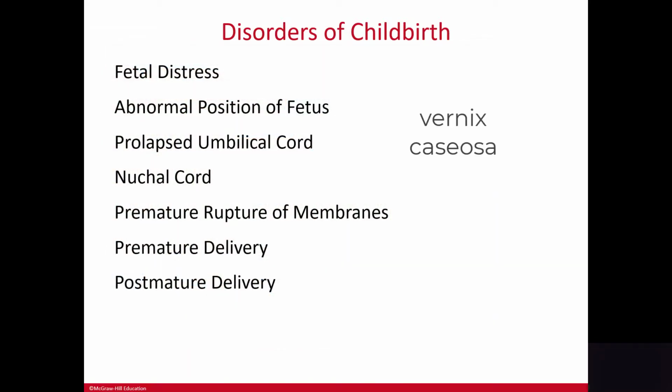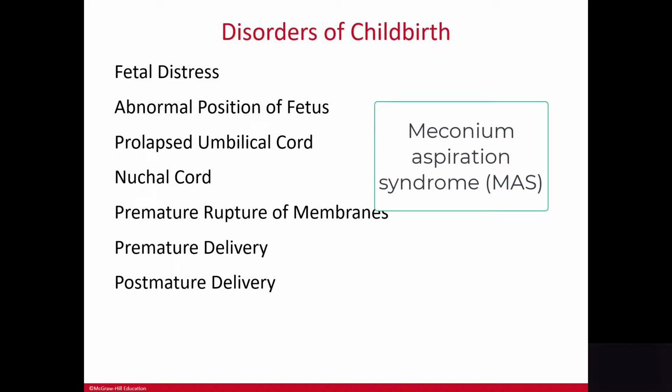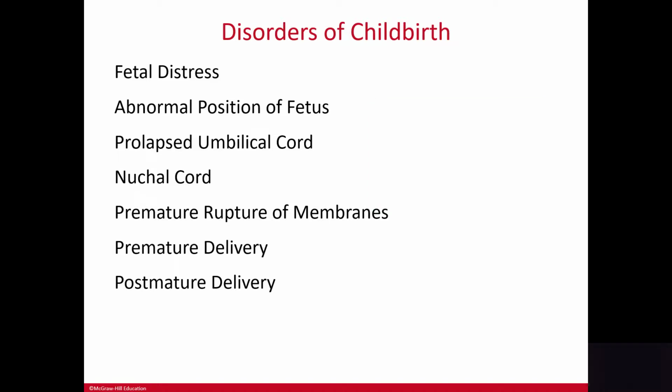Remember, the vernix caseosa was that cheesy protective covering of the skin, and the lanugo was the soft downy hair that covered and protected the skin of the fetus. The baby can suffer from meconium aspiration syndrome. Meconium is the very first stool or bowel movement that the fetus passes, and if it passes before birth in the amniotic fluid, the baby can take a large breath or gasp, and aspirate it into the lungs where it can cause injury to the lungs.